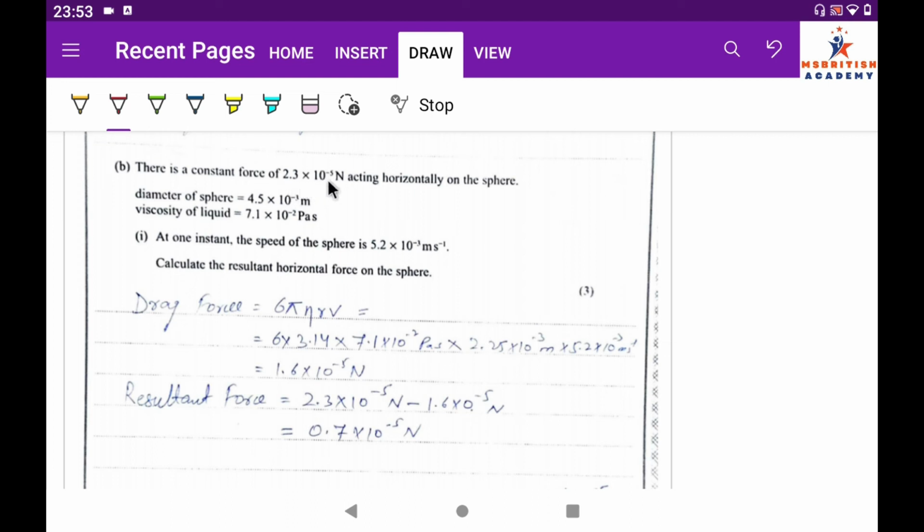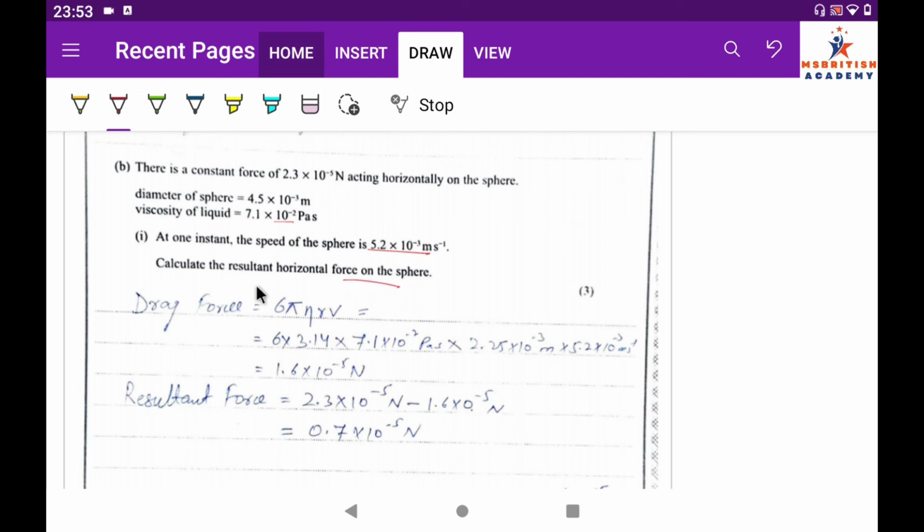After that, when it fulfills these two conditions, there is a constant force of 2.3 into 10 to minus 5 newton acting horizontally on this sphere. The diameter of the sphere is this, the viscosity of the liquid is this much. At one instant, the speed of the sphere is 5.2 into 10 to minus 3 meter per second. Calculate the resultant horizontal force on the sphere.